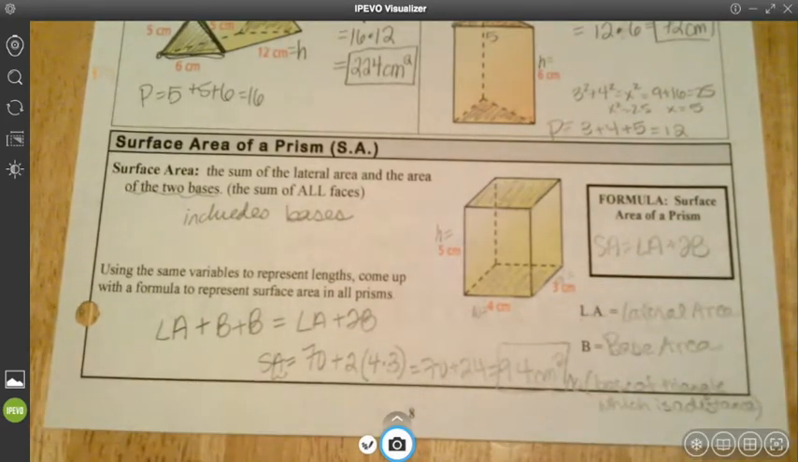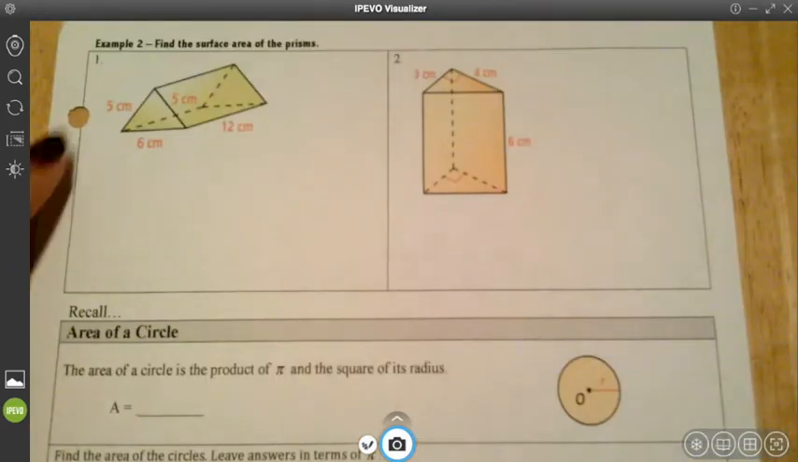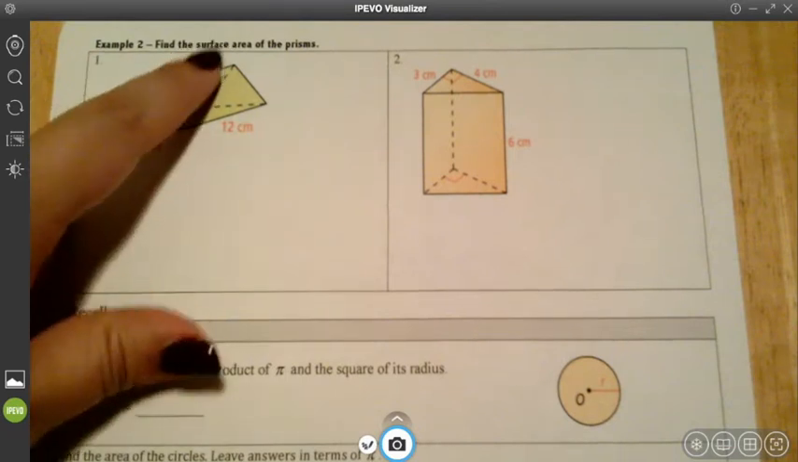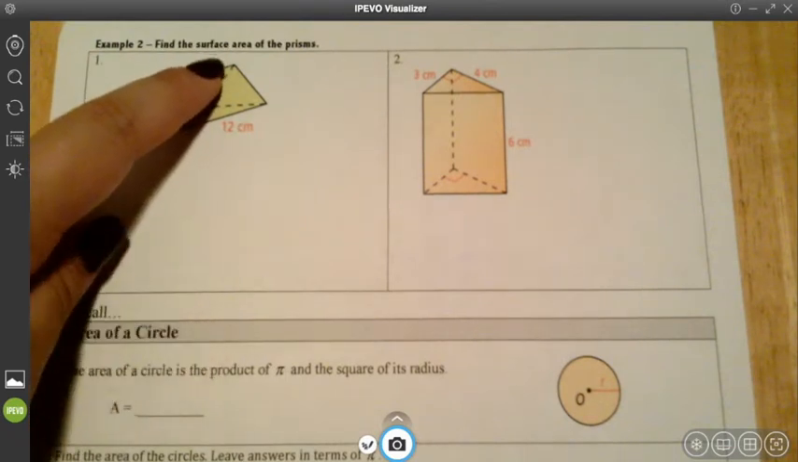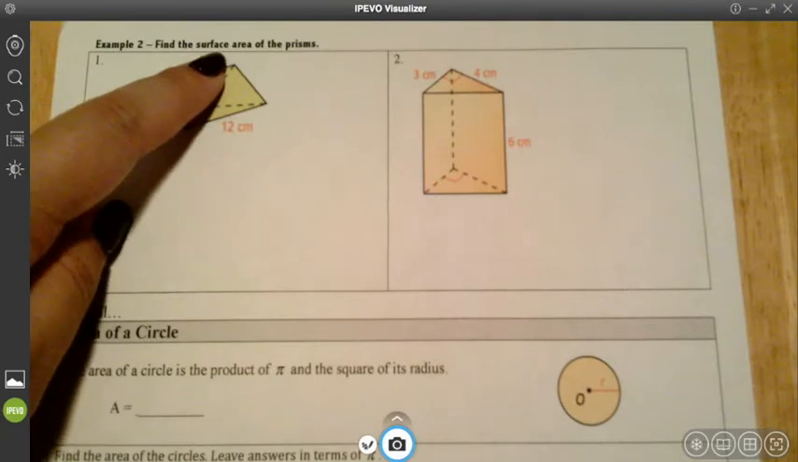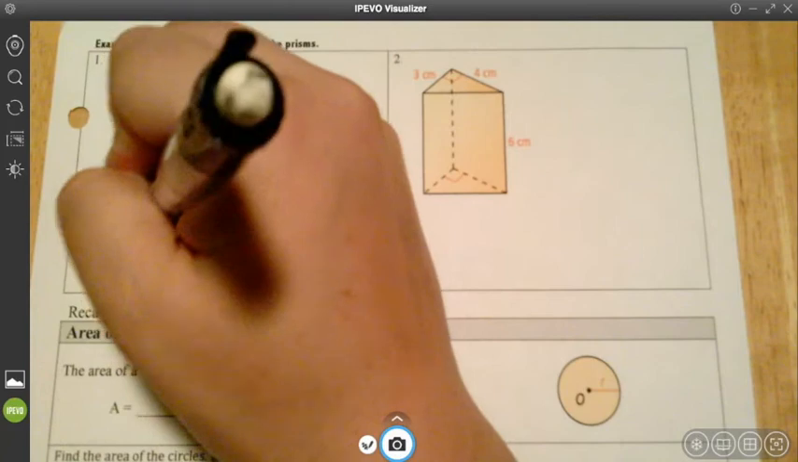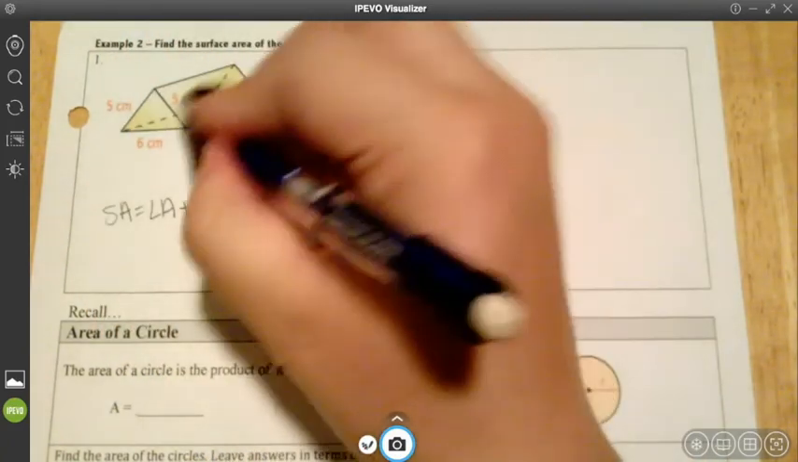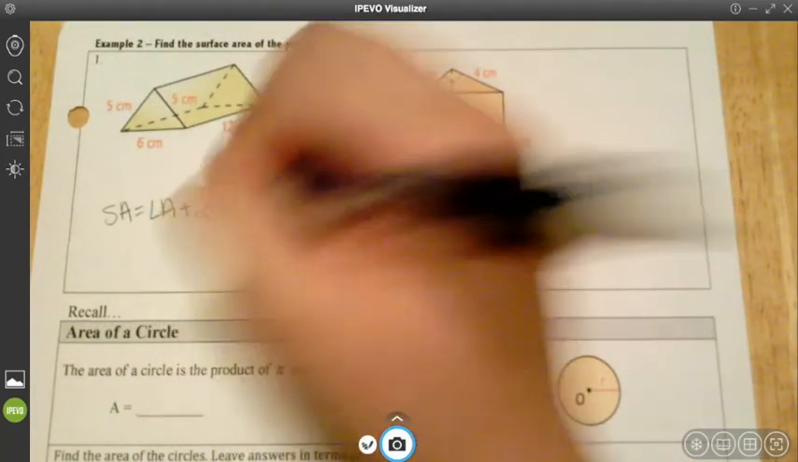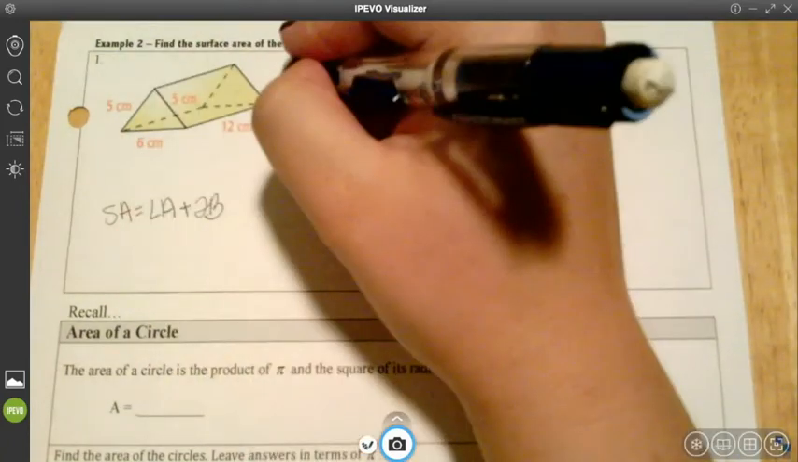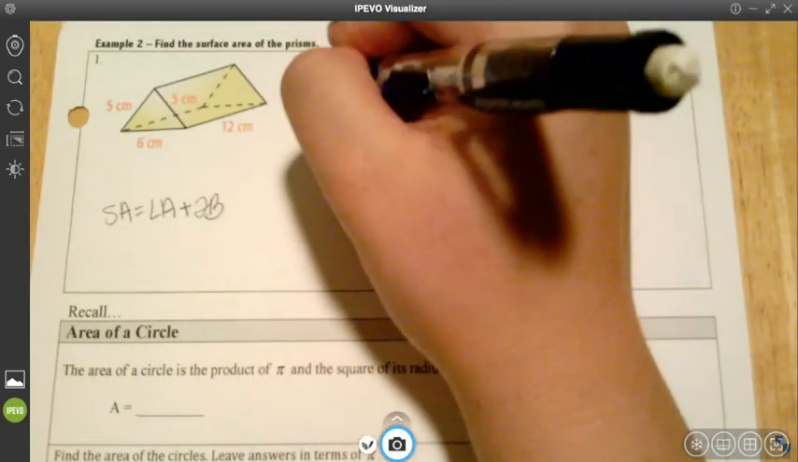Let's look at some examples. On our first example here, we want to find the surface area. Make sure you're reading the instructions carefully. In order to find the surface area equals lateral area plus, how many bases do I have? I have 2 bases. So I need to find the lateral area, which is perimeter times height.